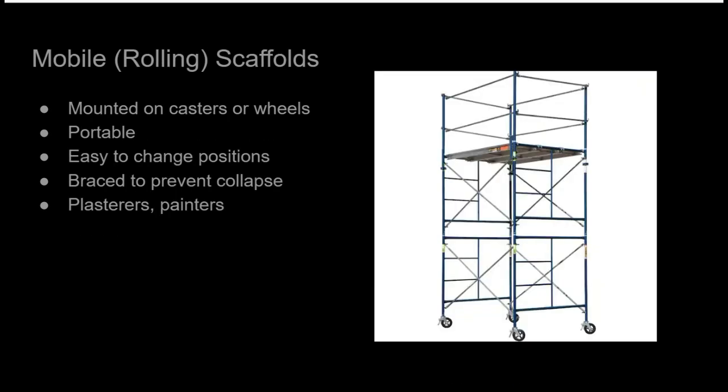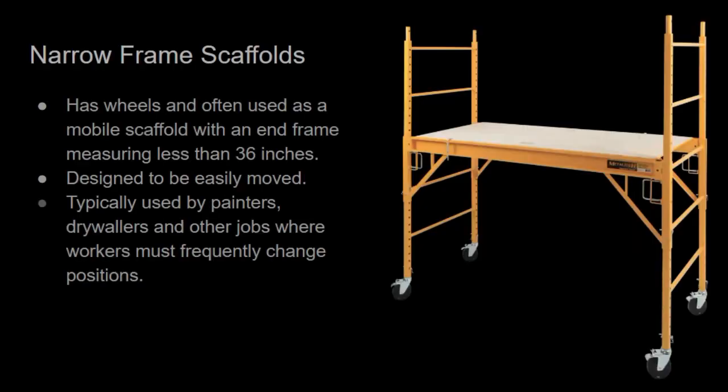Mounted on casters or wheels, mobile or rolling scaffolds are easy to move. Painters, plasterers, and other workers who have to change positions frequently favor these portable scaffolds. Another type is a narrow frame scaffold. It's got wheels and is often used as a mobile scaffold with an end frame measuring less than 3 feet. It's designed to be easily moved and typically used by painters, drywallers, or other trades that must frequently move the scaffolding to other positions.